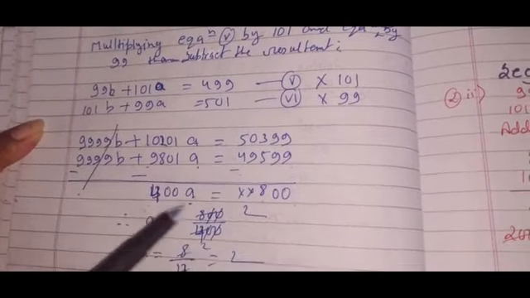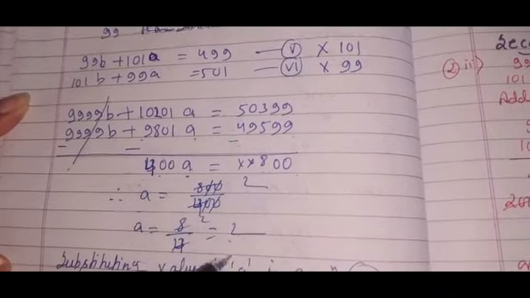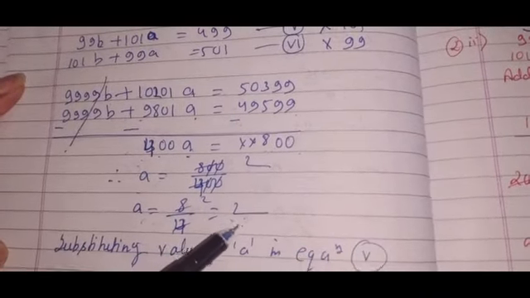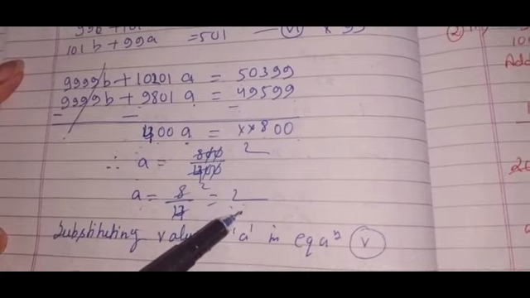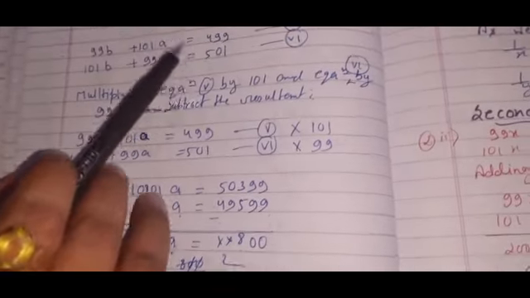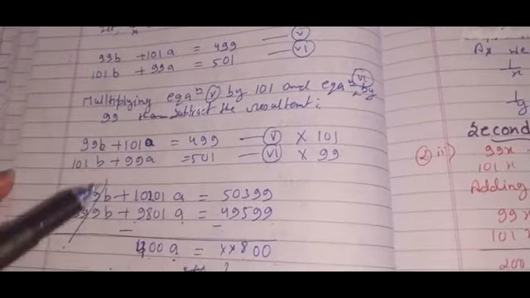So a is equal to what? 800 by 400, that is 2. So a is equal to 2, and we are going to substitute this value of a in any of these two equations to get the value of b. So I did it.